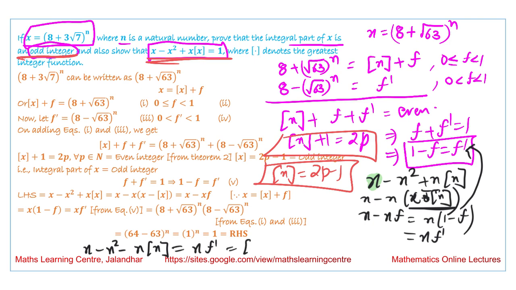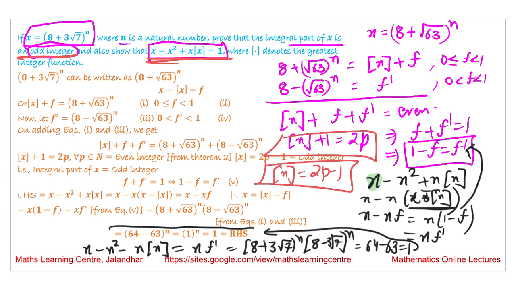It is equal to 8 plus 3 root 7 raised to the power n into 8 minus 3 root 7 raised to the power n, that is equal to 64 minus 63, that is equal to 1, and this is what we have to prove, that this value is equal to 1.